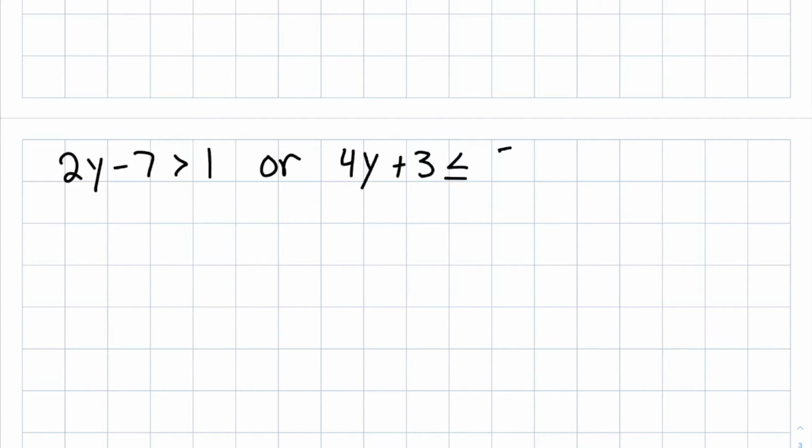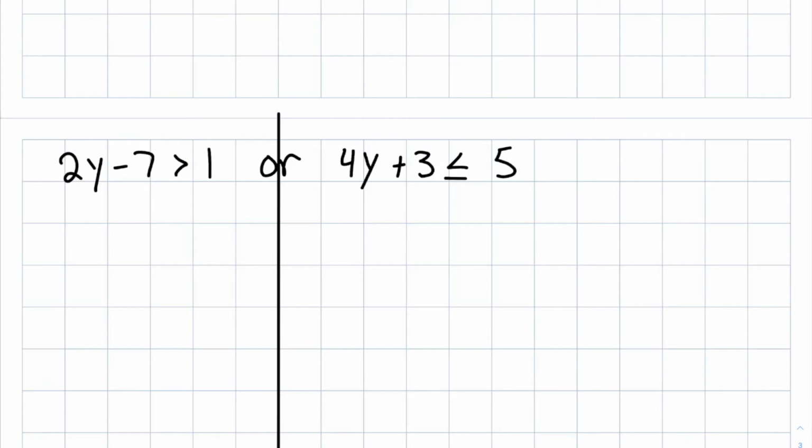So for example, we could have 2y minus 7 is greater than 1, or 4y plus 3 is less than or equal to 5. So the way that I like to solve these is I will draw a big dividing line down the middle of my or, just so that way I know that I don't need to worry about it right this second. I can deal with just the left side, and then I can deal with just the right side.